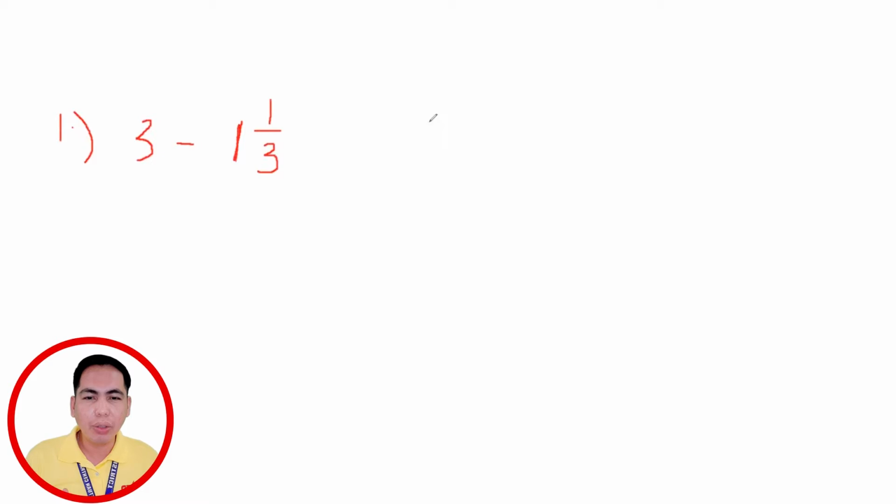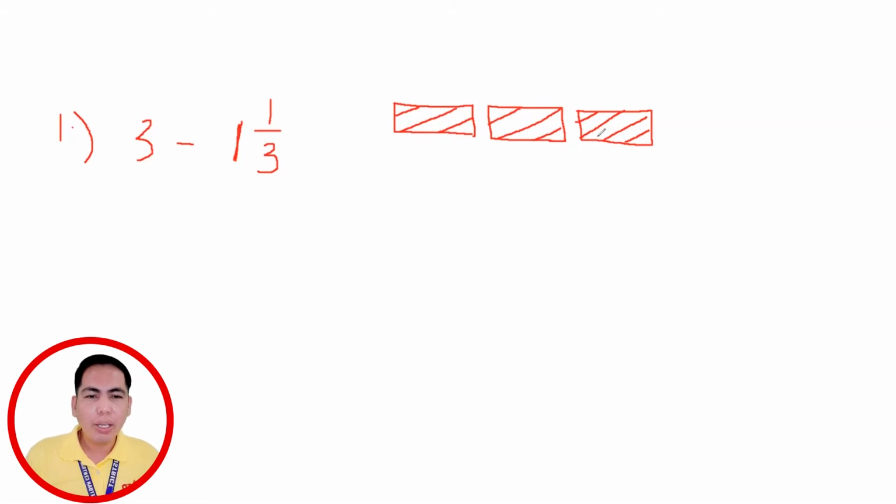If we are going to subtract through illustrations, we can start by illustrating first the 3. So let us say this is our illustration representing 3. Then we are going to take away 1 and 1/3. Since we are subtracting 1 and 1/3, we will simply erase 1 and 1/3, and what is left would be the difference. First, we erase 1 whole, and then we erase also 1/3.